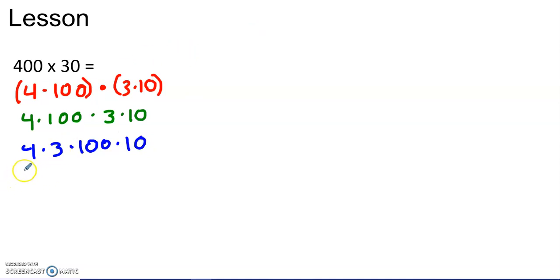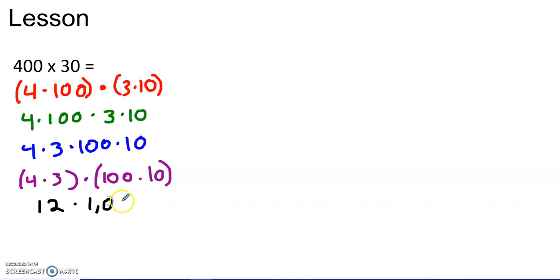Then I'm going to use my associative property and regroup to have 4 times 3 done together, and then have my 100 times 10 together. By breaking it apart this way, I can easily multiply. Because I know 4 times 3 is a very easy one, that's 12. And 100 times 10 gives me 1,000. And now it's very easy for me to see that 12 times 1,000 gives me 12,000.